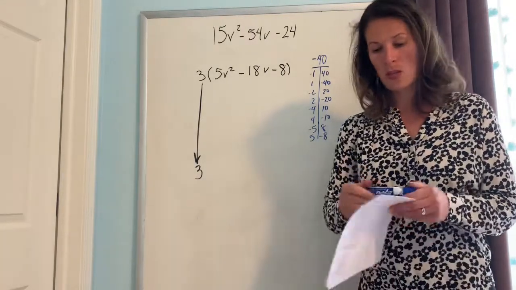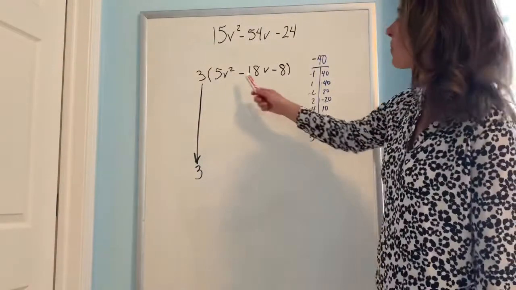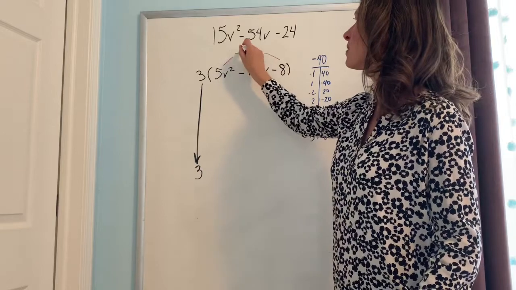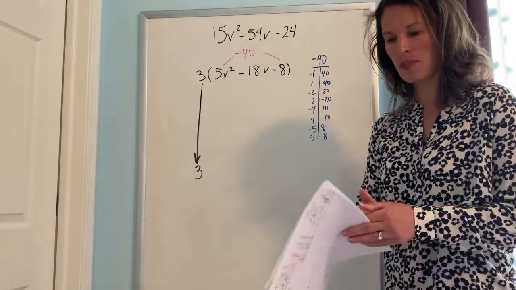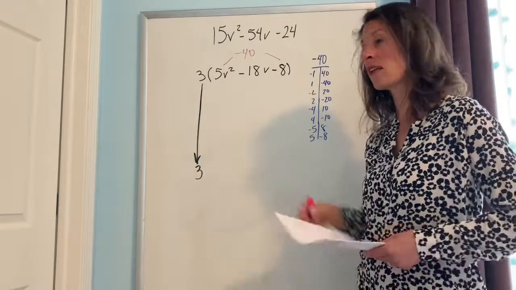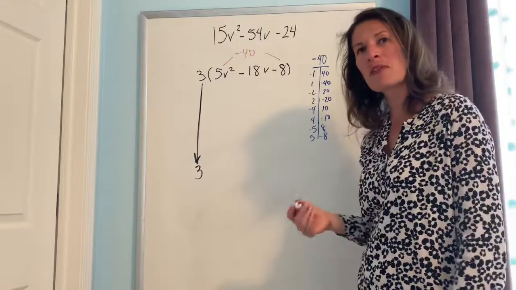Okay, so we are adding these together. We're looking for the numbers that multiply. I'm sorry, I didn't write my negative 40 up here. Didn't build my house. We're looking for the numbers that multiply to negative 40 and add to negative 18. I've found all of the numbers that multiply to negative 40. Now I have to see what they add to.